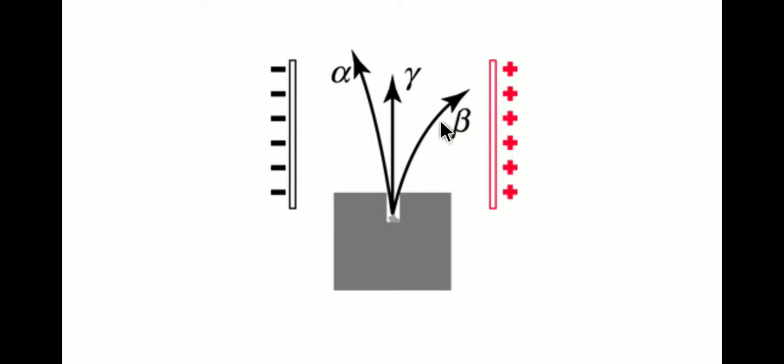The alpha rays moved towards the negative plate, which means alpha rays are made up of some positive charge. That's why the positive charge got attracted towards the negative plate. Similarly, beta rays got attracted towards the positive plate, which means the beta rays consist of negative charge. And the gamma rays didn't get deviated, they moved undeviated straight. This means that the gamma rays are not charged particles.